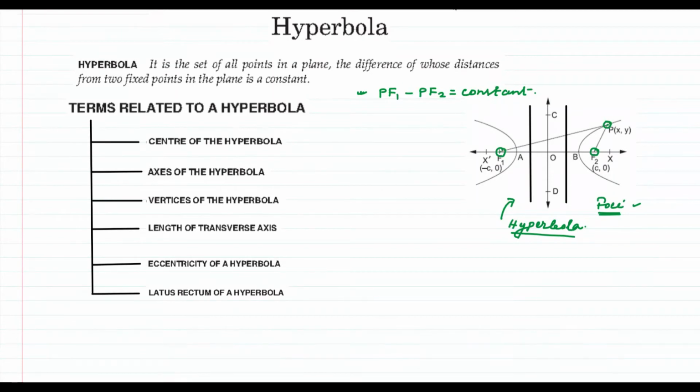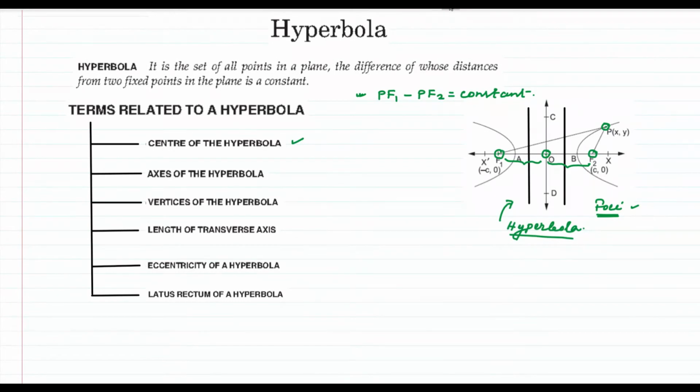There are a few terms related to a hyperbola, like center of the hyperbola. What is the center of the hyperbola? Here O is the center of the hyperbola. That means the midpoint of the line joining F1 and F2 is called the center of the hyperbola. So F1O and F2O are equal.